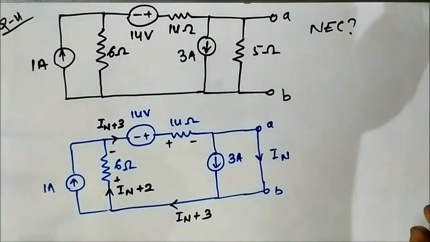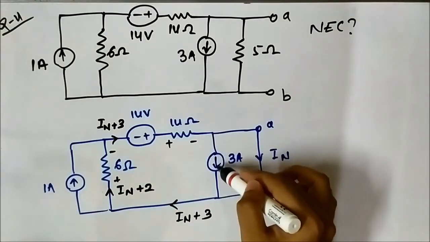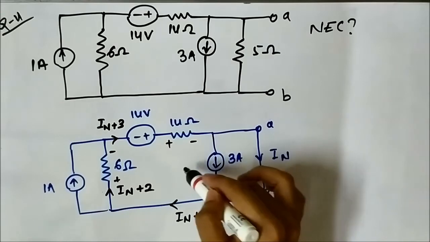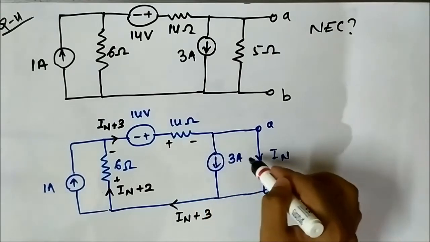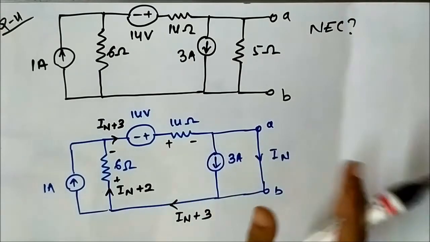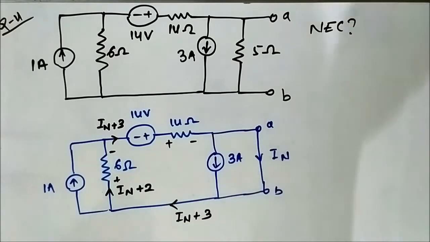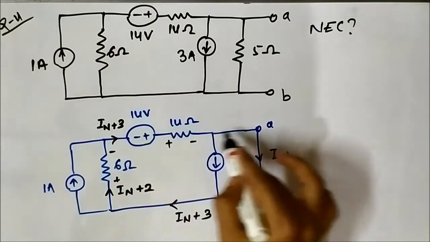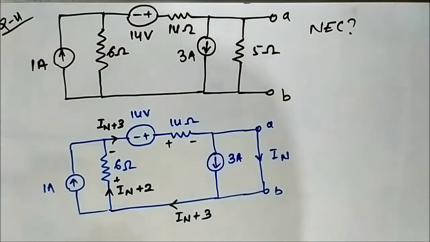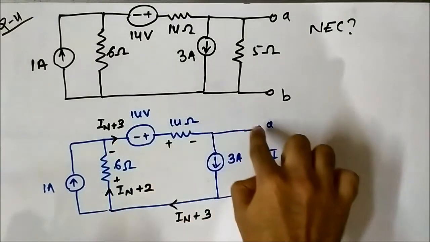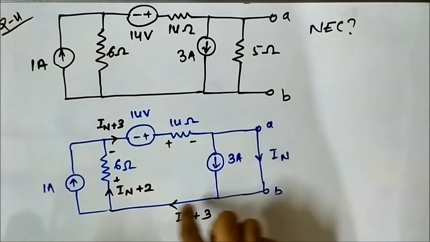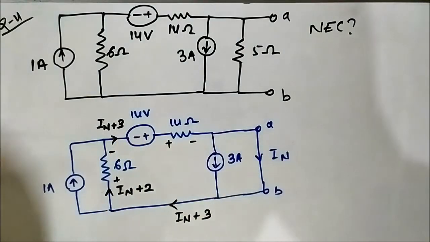Another important thing, this 3 ampere current source lies in between these 2 closed loops. So this will become a super mesh when we apply the KVL equation, this entire thing. So now let us apply KVL to this whole mesh.